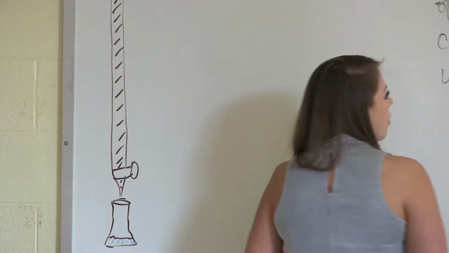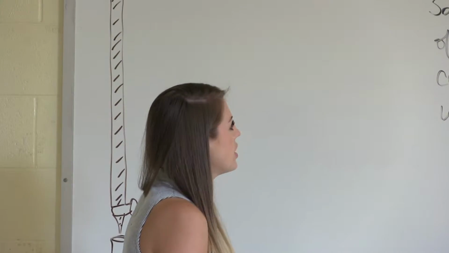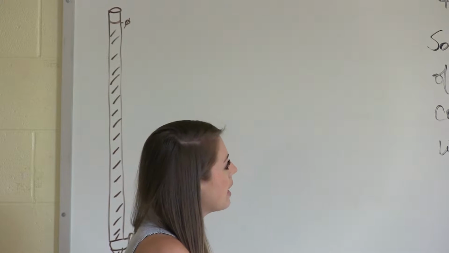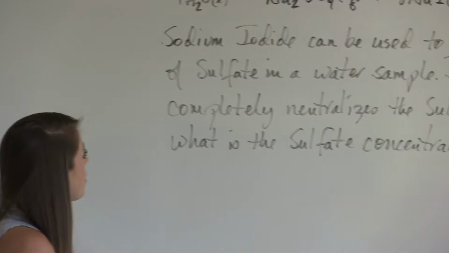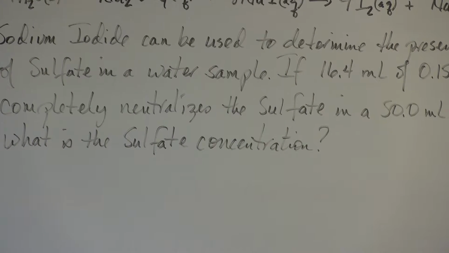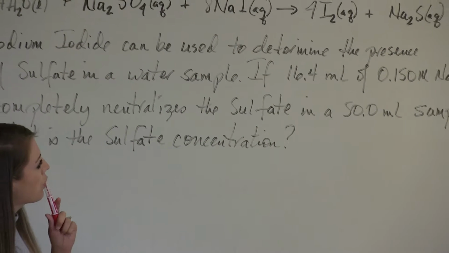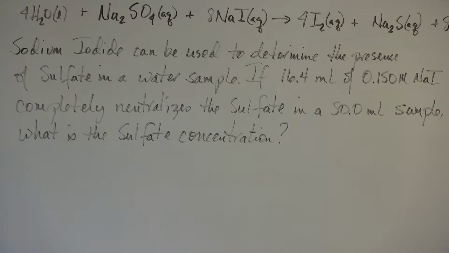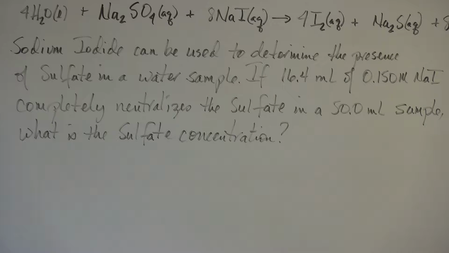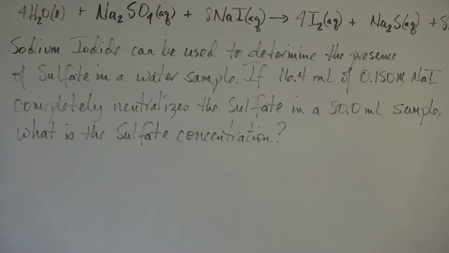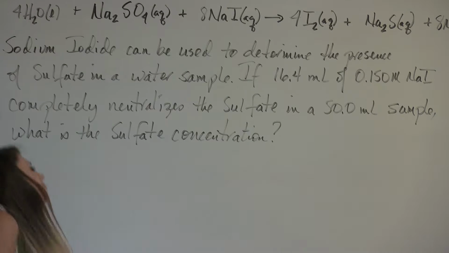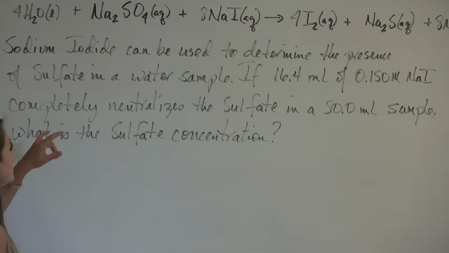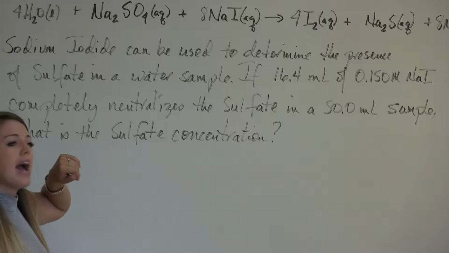So here on the board we've got a little titration reaction. We're taking sodium iodide. It can be used to determine the presence of sulfate in a water sample. If 16.4 milliliters of a 0.15 molar sodium iodide completely neutralizes the sulfate in a 50 milliliter sample, what is the sulfate concentration? So what we care about here is the relationship between the two reactants.